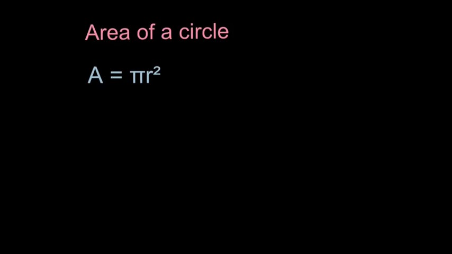Now, if you want to find the area of a circle, you need to use the formula A for area equals pi times r squared, the radius squared. Okay, let's look at an example.